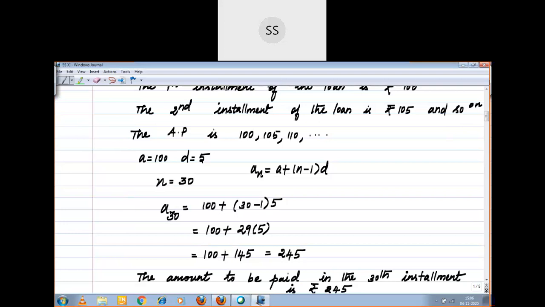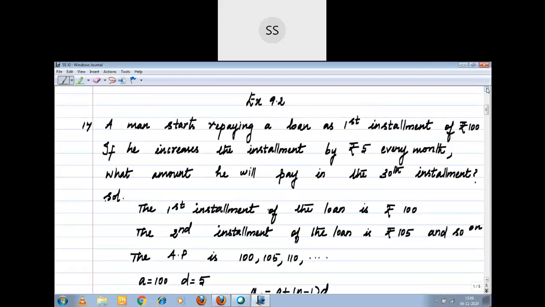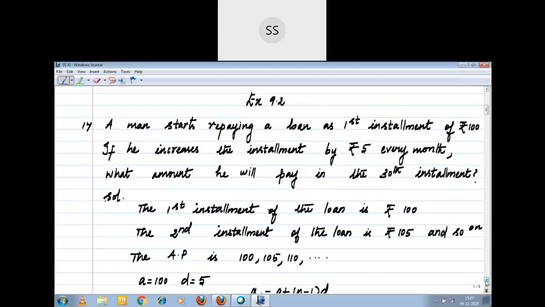Once again I am going to repeat the sum, children. You have to listen carefully. A man starts repaying a loan with a first installment of rupees 100. So the first installment of the loan is rupees 100. The next line says that he increases the installment by rupees 5 every month. That means he is going to pay in the second month rupees 105. Third month 110. Like that it will go on. So it forms an AP. The sequence AP is 100, 105, 110, etc.